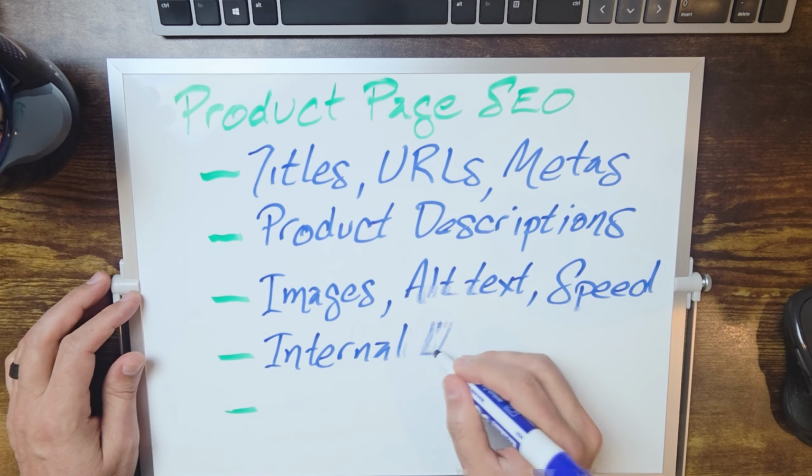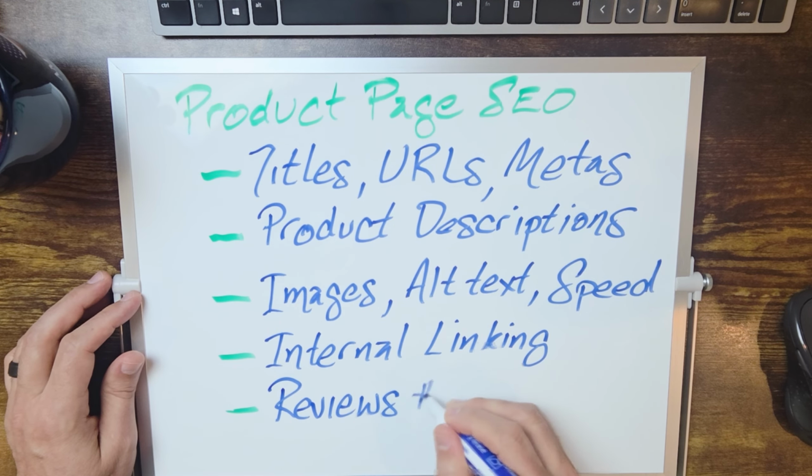Internal linking. Internal links tell Google which pages you care about. If your best products are hard to find internally, Google treats them the same way. So link to priority pages from your collection pages, from your related products, from your blog content, and use descriptive anchor text, not that generic "click here" anchor text.